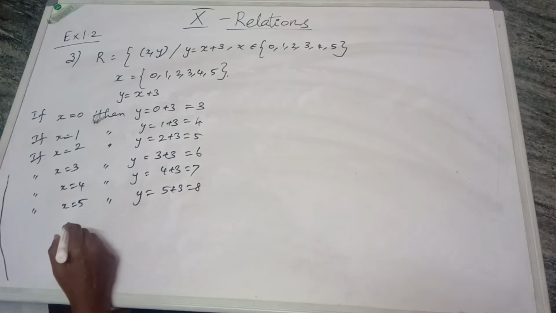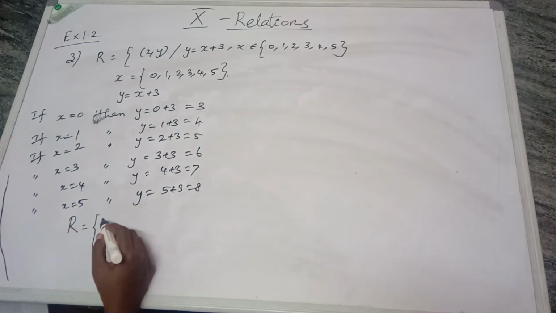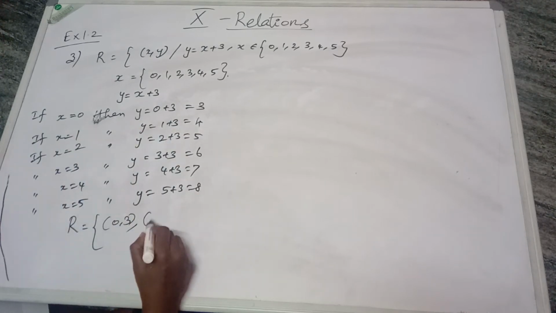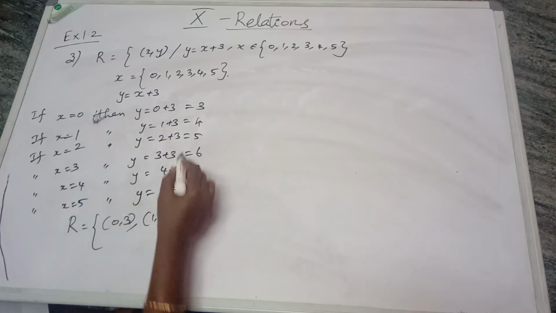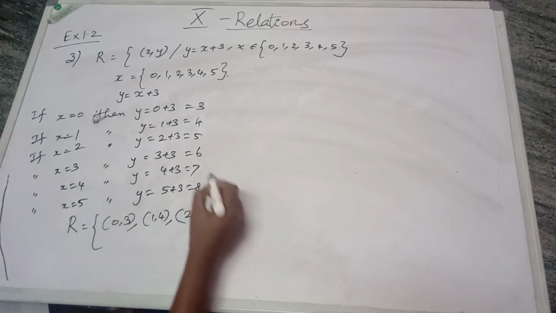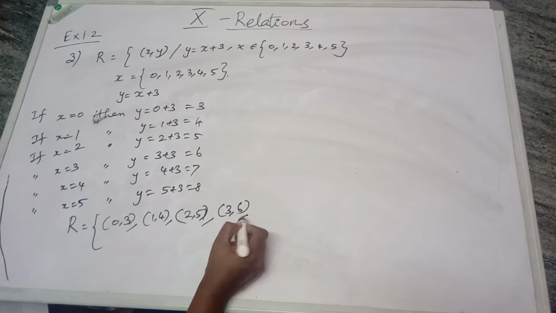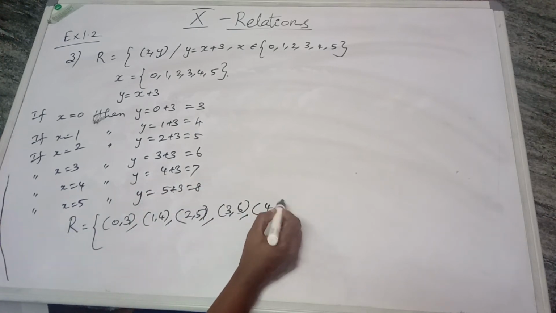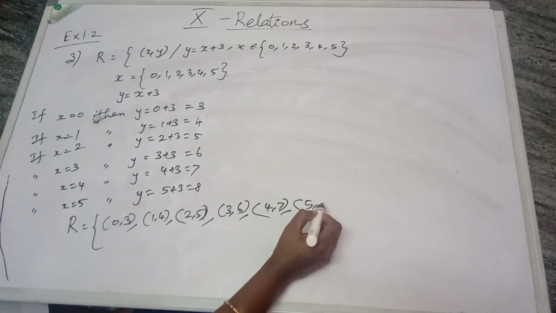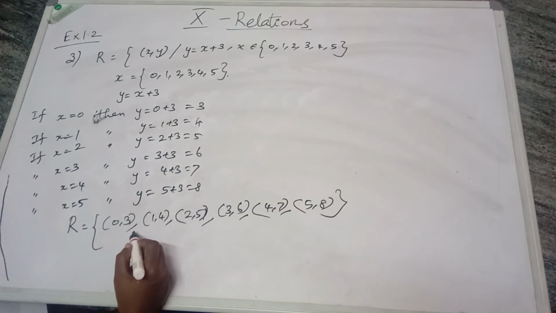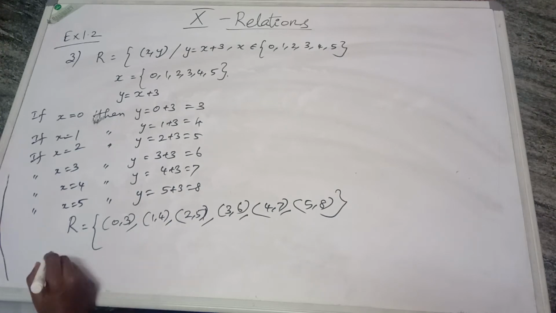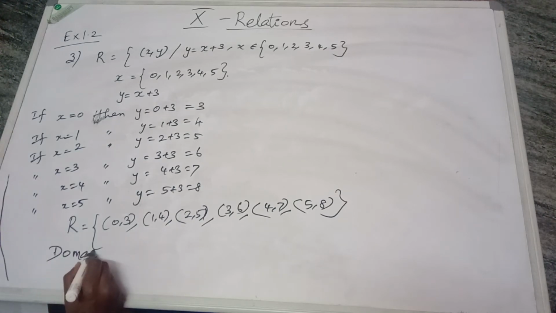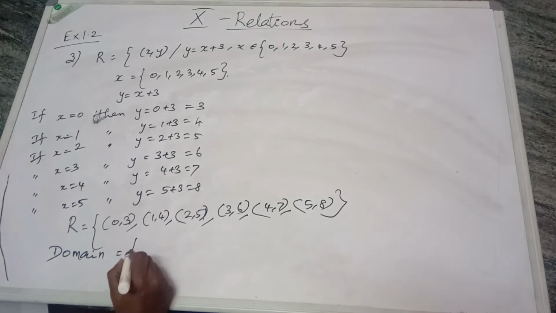Now we can write the set of relation R. 0 is related to 3, so 0,3. 1 is related to 4, so 1,4. 2 is related to 5, so 2,5. 3 is related to 6, so 3,6. 4 is related to 7, so 4,7. 5 is related to 8, so 5,8. This is the set of relation. Then they asked to write the domain. What is the domain? Domain is the set of elements in the first set which are related to the second set.